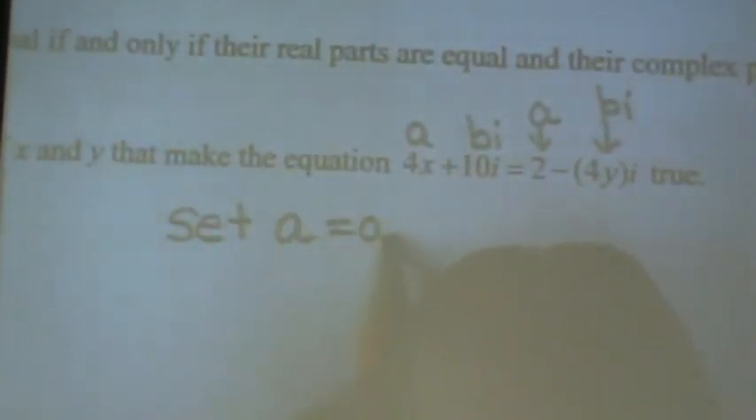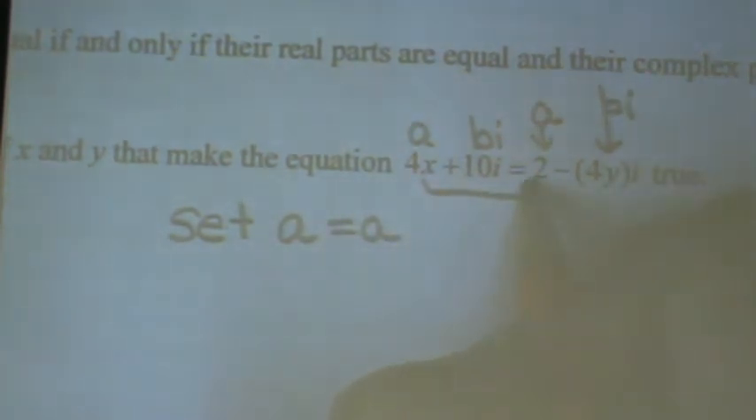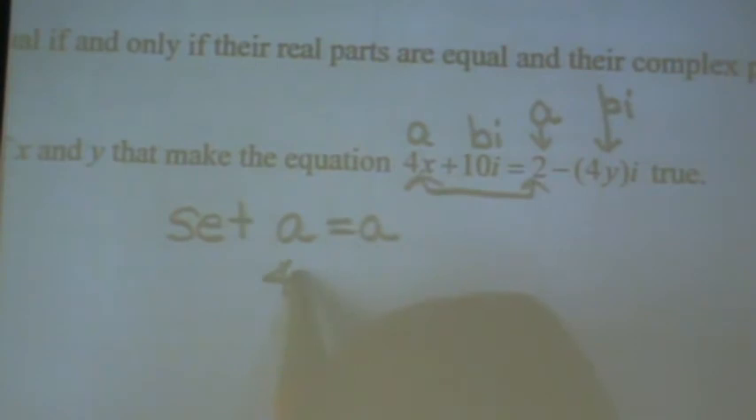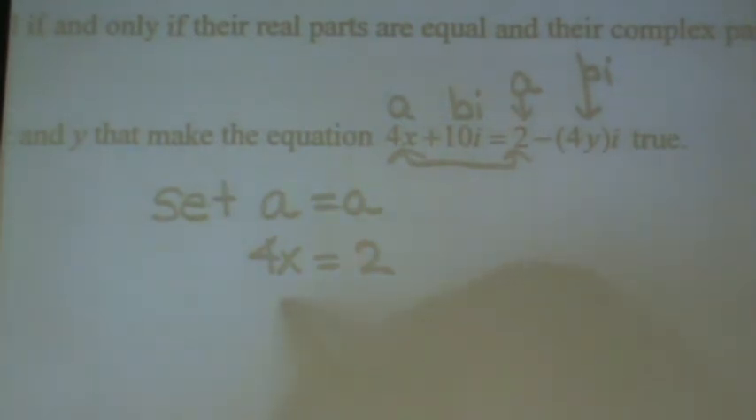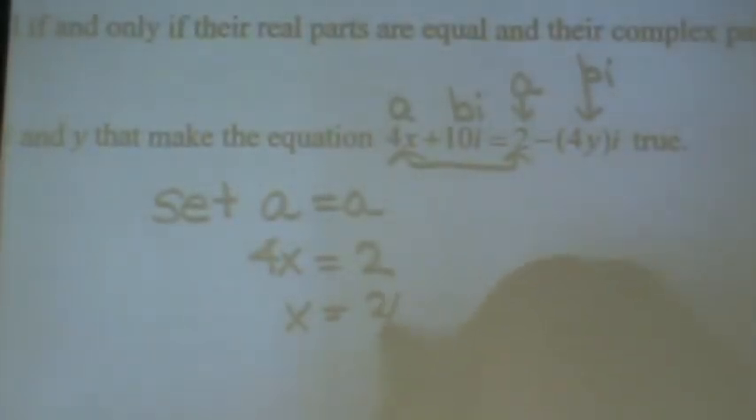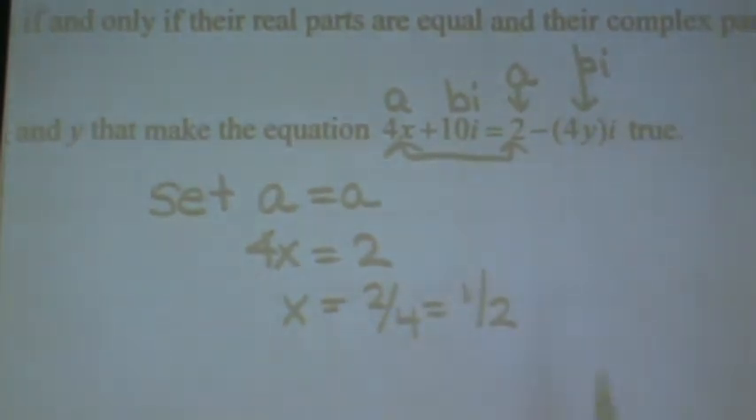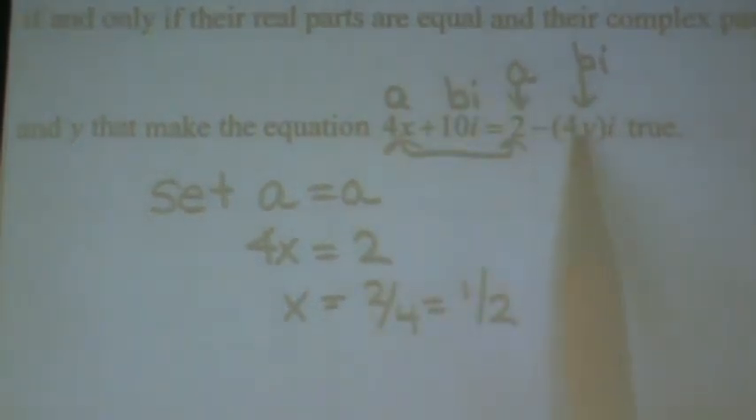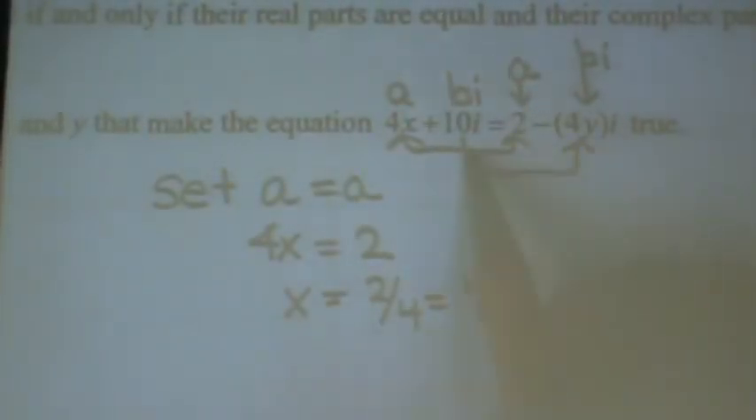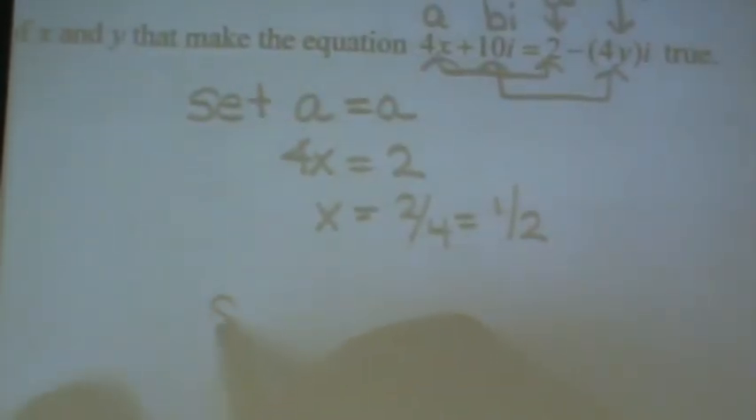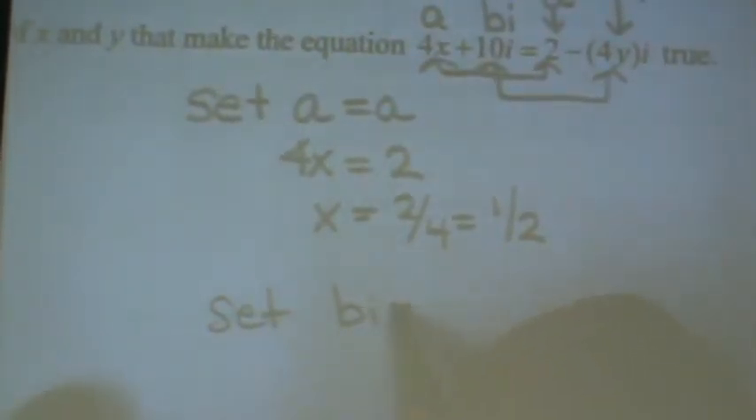So what they're asking you to do is solve for x and y. So what you're going to do is set a equal to a. Well, what are the two a values? You're going to set 4x equal to 2. How would you solve for x? Divide by 4. And 2/4 is equal to 1/2. So what would x have to be for this complex number to equal this complex number? x would have to be 1/2, and what do you do with the bi's? You're going to set these two equal to each other. You're going to set bi equal to bi.